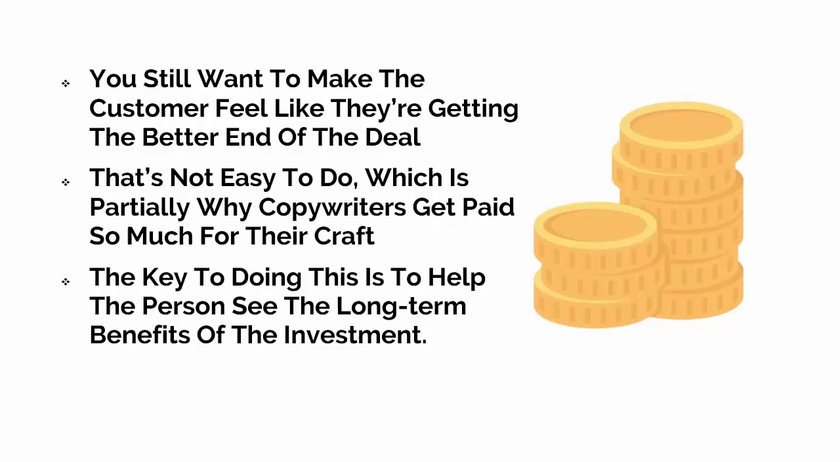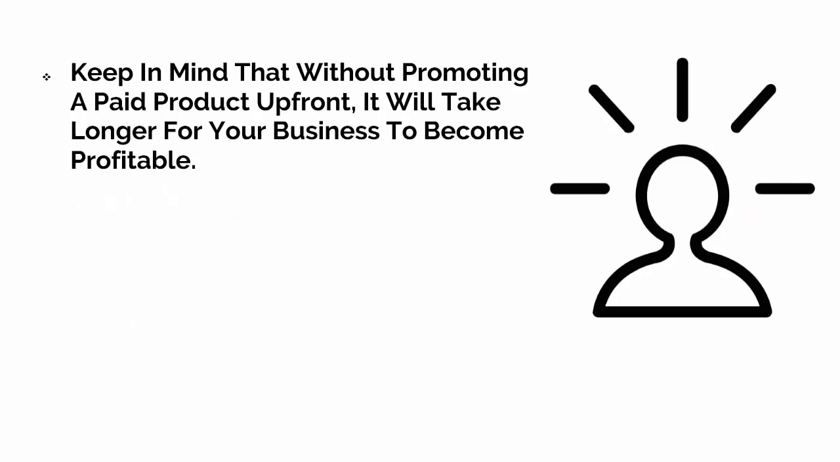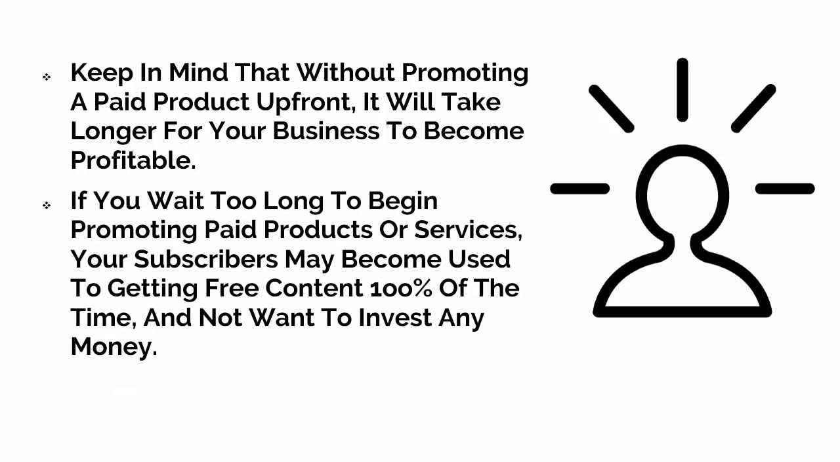If this all sounds like too much, then that's okay. You don't necessarily need a high-ticket item or even an OTO to get started with list building. Just keep in mind that without promoting a paid product up front, it will take a lot longer for your business to become profitable. Plus, if you wait too long to begin promoting paid products or services, your subscribers may have got used to getting free content from you 100% of the time, and they might not want to actually invest money. As far as the next step goes, let's move on to setting up your autoresponder.